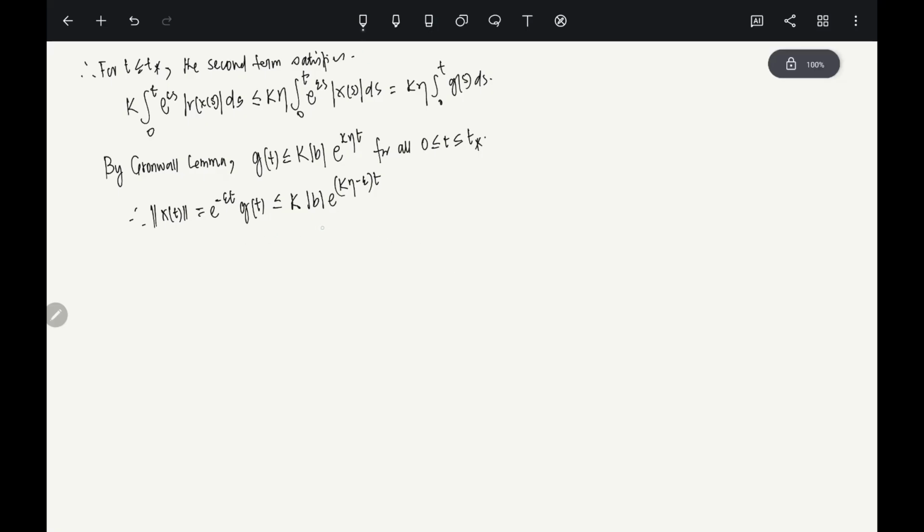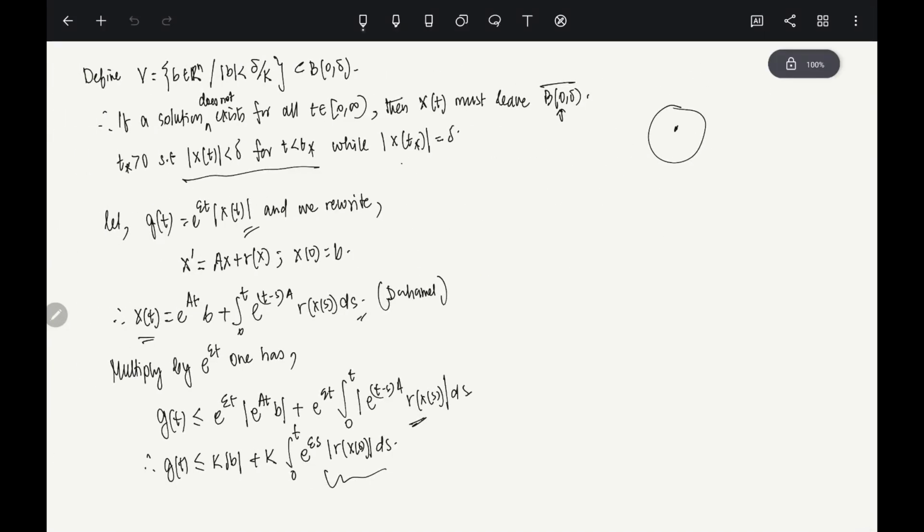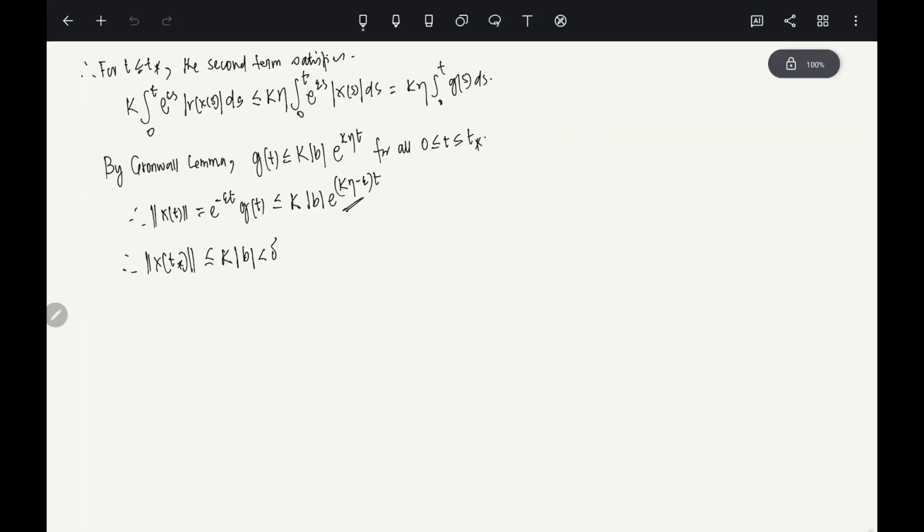See, norm of x of t is this, right? And now the exponential is decaying. k eta minus epsilon is negative, that we know. Therefore, the norm of x at t star will be less than k times mod b, because this is going to 0 as t tends to infinity. And what is k times mod b? This is less than delta, that is our assumption, right? So that's a contradiction, because we are saying that x of t star is equal to delta.